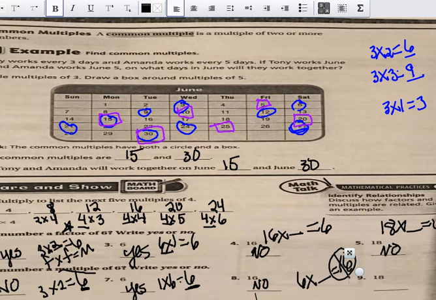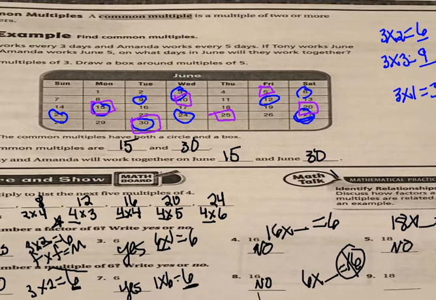Okay, so 16 would be a no, because 6 times nothing is going to get you to the answer of 16, so this would not be a multiple. Okay, then we have 18. 18, yes, would be a multiple of 6 because 6 times 3 is 18. And remember, multiples are the number you land on, so we landed on an 18, so that would work.